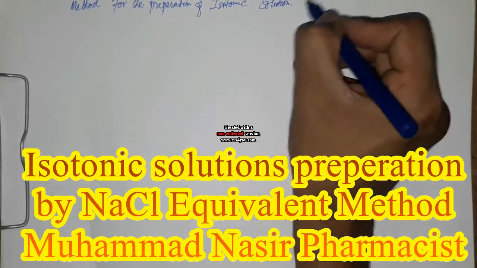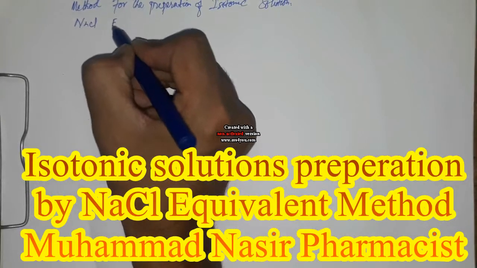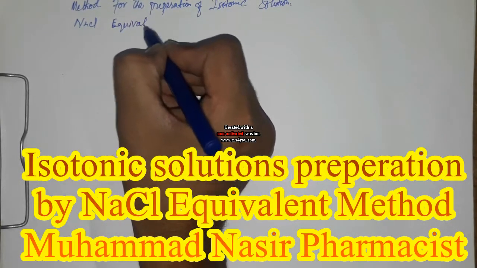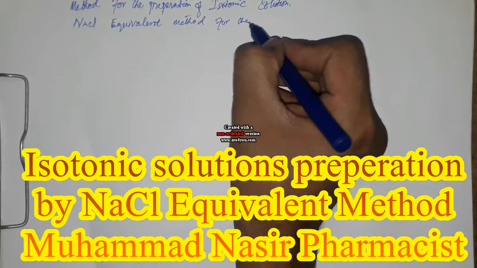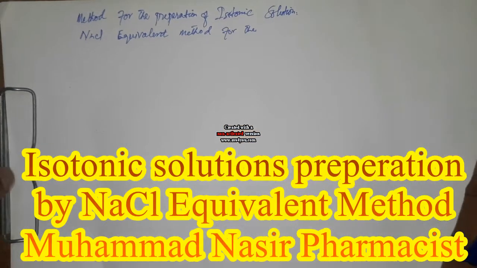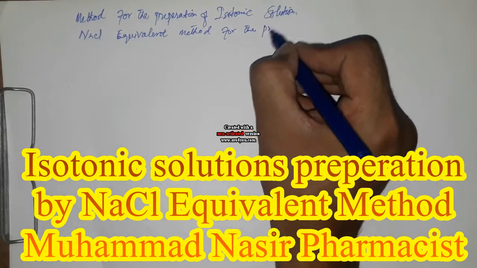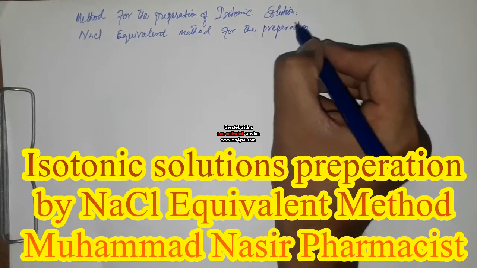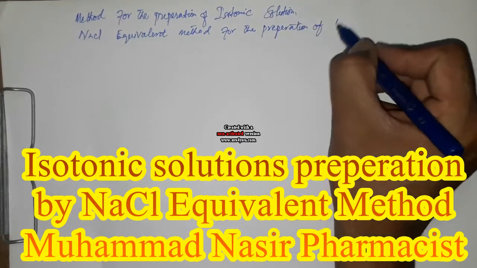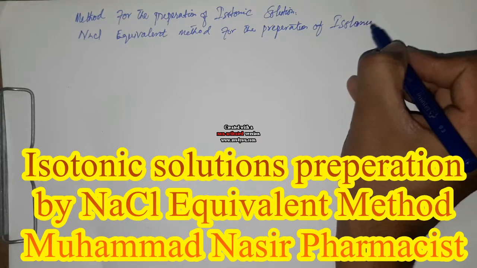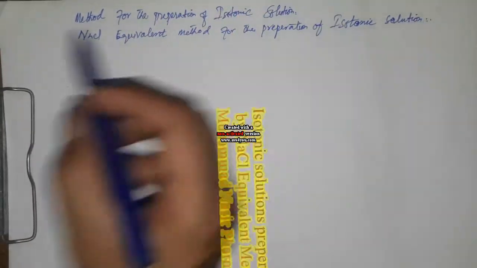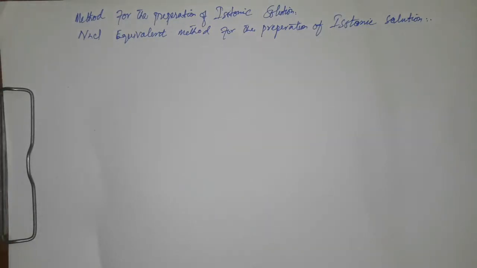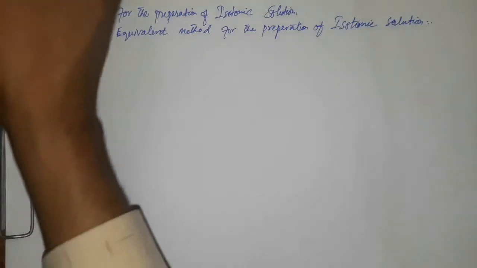Today we will study the sodium chloride equivalent method for the preparation of isotonic solution. An isotonic solution, as we have already discussed, is a solution that has the same tonic effect as that of the blood or lacrimal secretion.